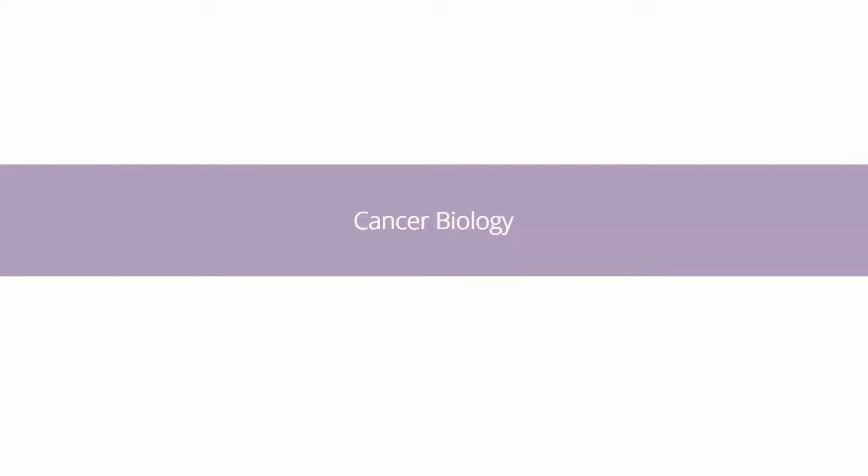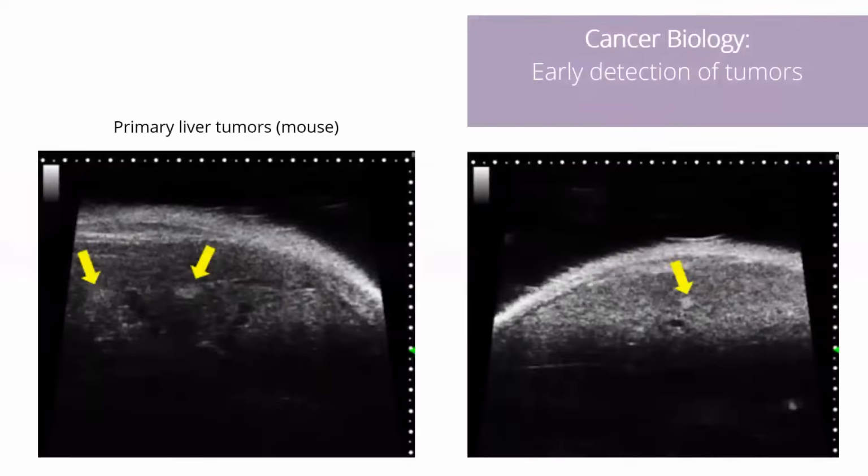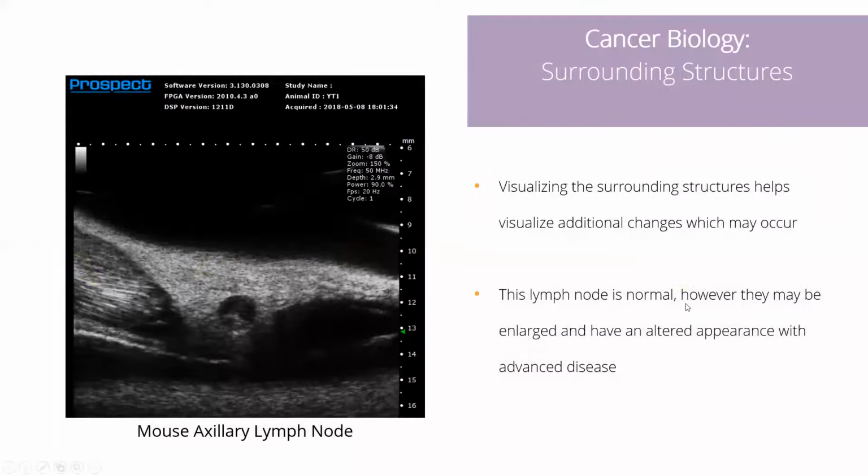So moving now to cancer biology, different applications. Again, with B-mode imaging, the first thing that we want to start to do is identify and detect tumors very early on. These are examples of very small lesions that are being formed within the liver, and we're able to identify those from the normal parenchyma. We of course want to look at the surrounding structures to see if they're being affected. So this is actually an axillary lymph node that looks quite normal.